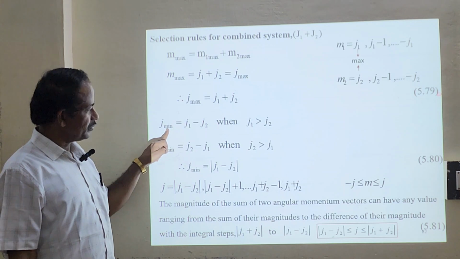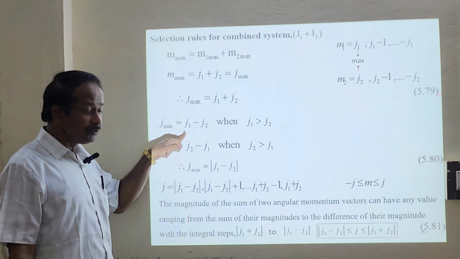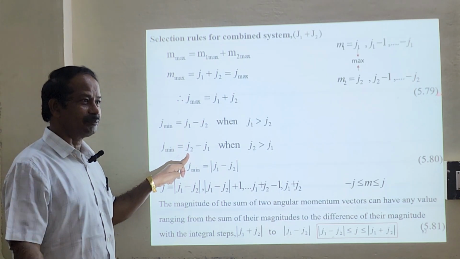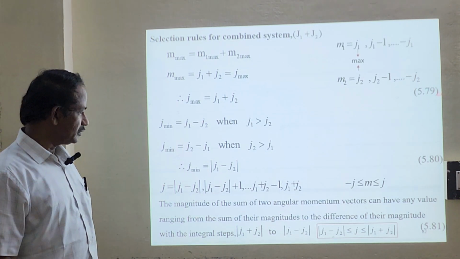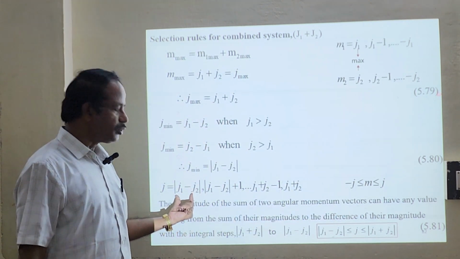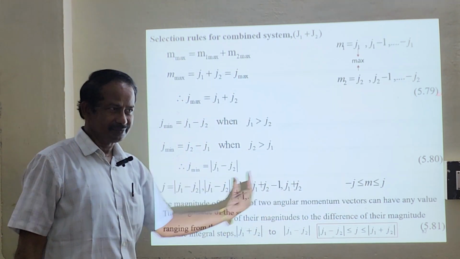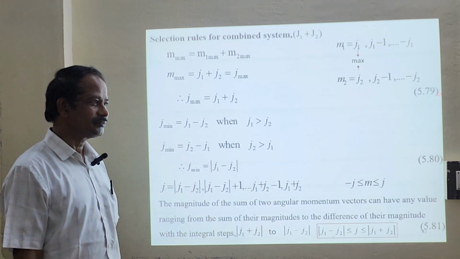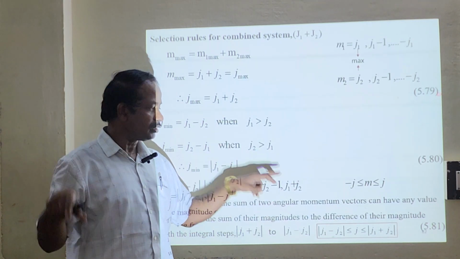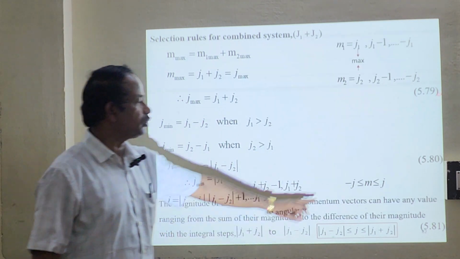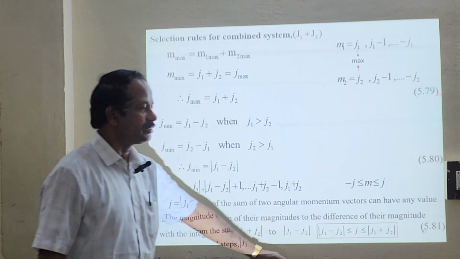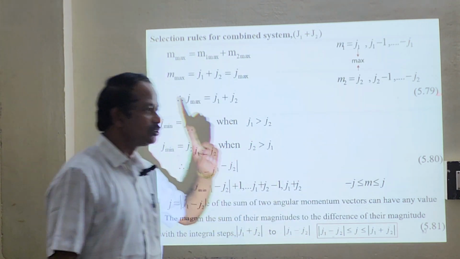Similarly, J minimum will give you J1 minus J2 if J1 is greater, and J2 minus J1 if J2 is greater. It can be either one that is greater. So your J has a value from anti-parallel to parallel, that is, from the modulus of J1 minus J2 to J1 plus J2, and M goes from minus J to plus J. So this is one selection rule. J lies between these two values. This is one selection rule.